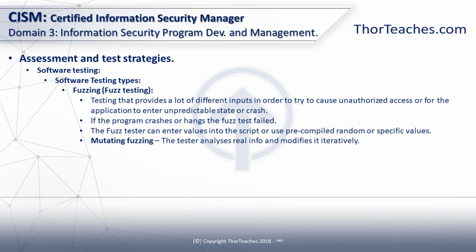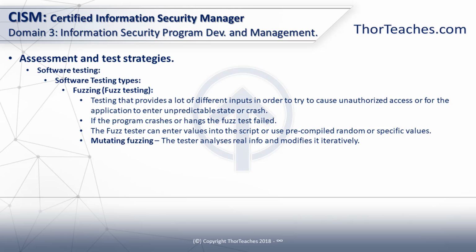In fuzzing or fuzz testing, we use lots of different malformed input to either try to gain unauthorized access, or to cause the application to enter an unpredictable state or to crash. If we're able to achieve any of those, the fuzz testing failed. Then we go back and we fix the software flaw.